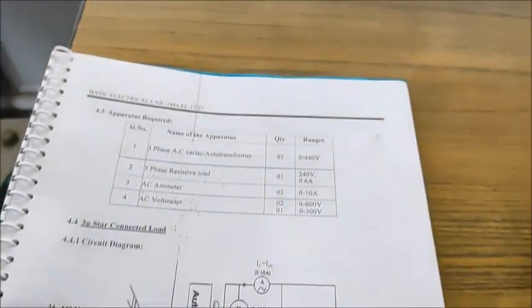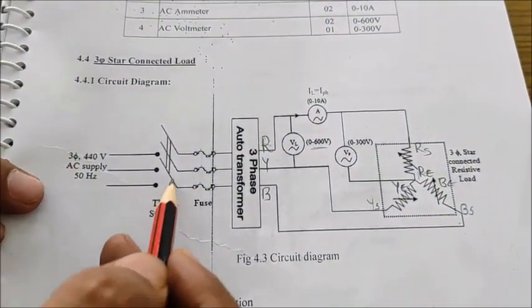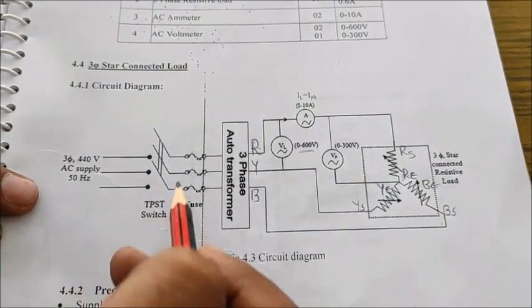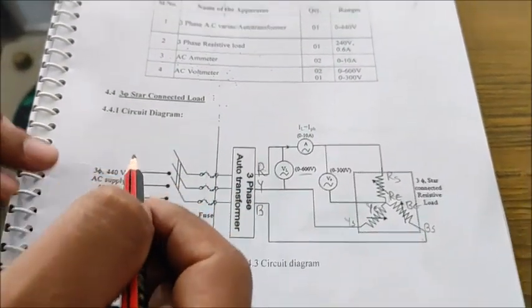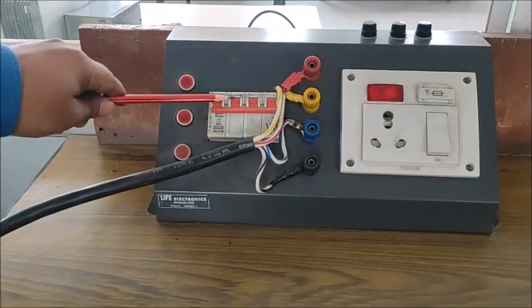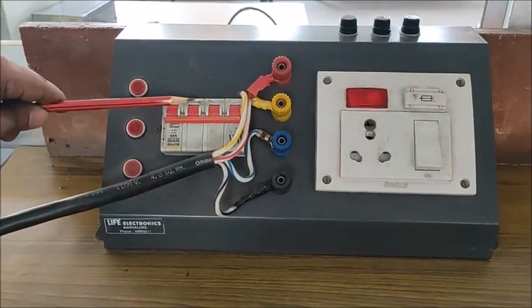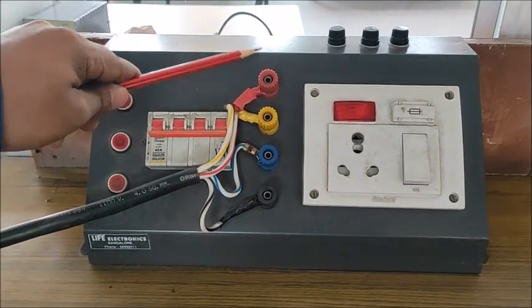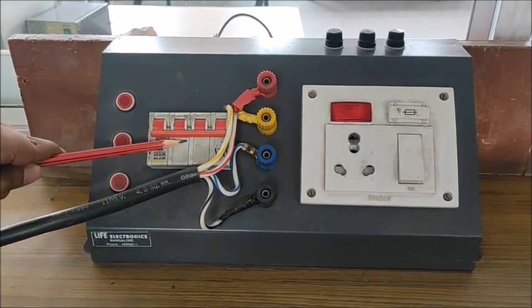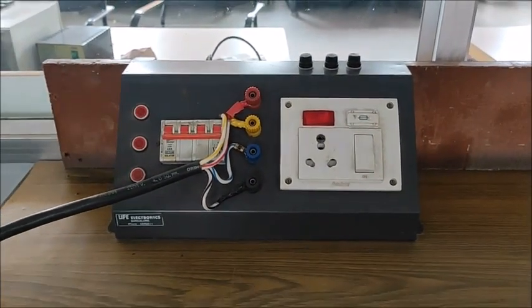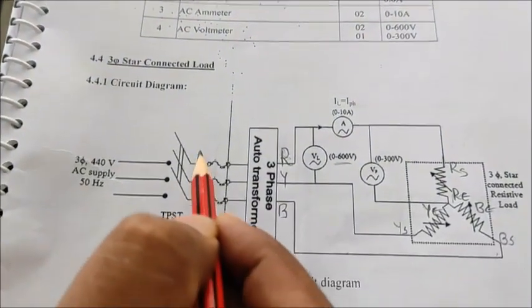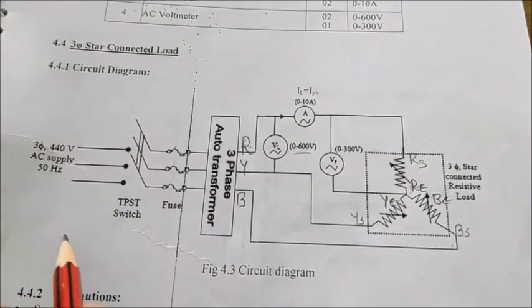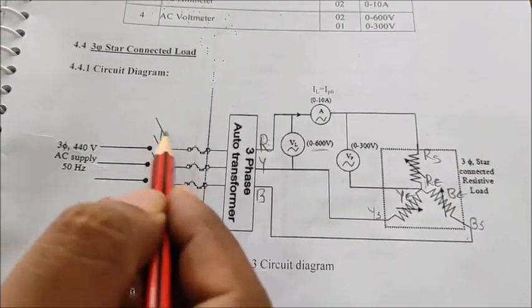Okay, so I'll just come from this particular point and I will show you where this is located in our experimental setup here. This is the TPST switch, and you can see that this is exactly what has been shown in the circuit diagram along with its 3 poles. Okay, so R, Y, B and a TPST switch. In this circuit diagram you can see the R, Y, B and a switch arrangement. This is nothing but the TPST switch which I have shown.